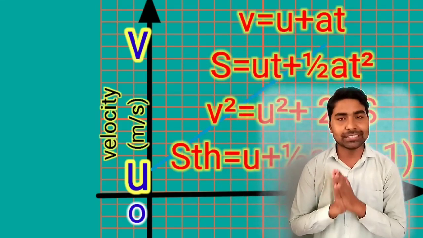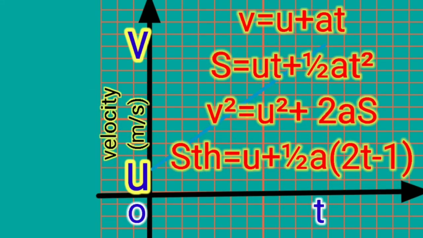Hello class 11th. In the last lecture we have seen the derivation of all the equations of motion with the graphical method. Today we are going to obtain all the equations with calculus method. Here also we will take the initial velocity u, final velocity v, as you have seen in the graph in the last derivation, 0 to t the time and all this thing. These values will be used as limit of the function. So let's see the functions.